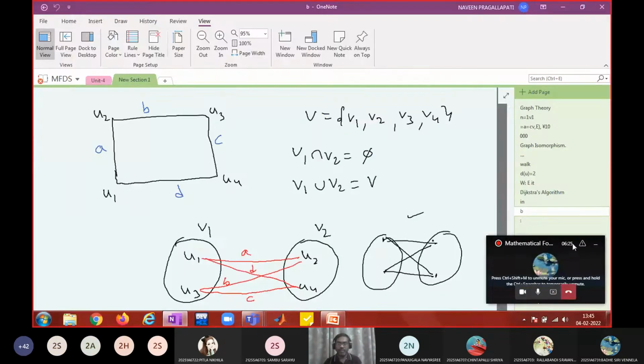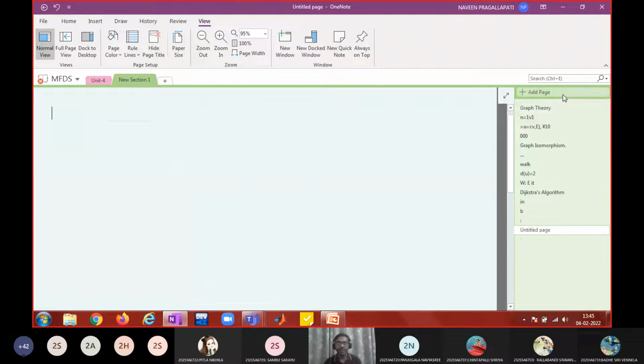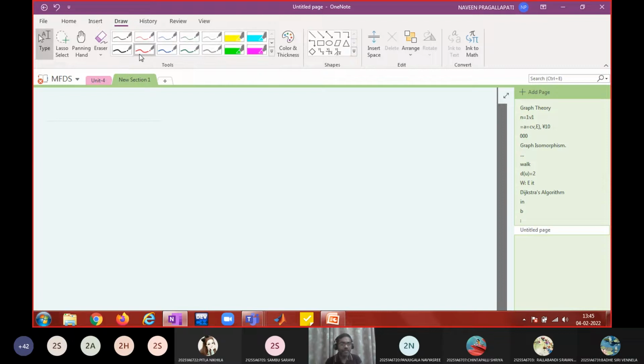Okay, so we want to find the shortest distance from one node to every other node. Let me draw that network. We have a total of 11 nodes: 1, 2, 3, 4, 5, 6, 7, 8, 9, 10, 11. Okay, so it is like this.